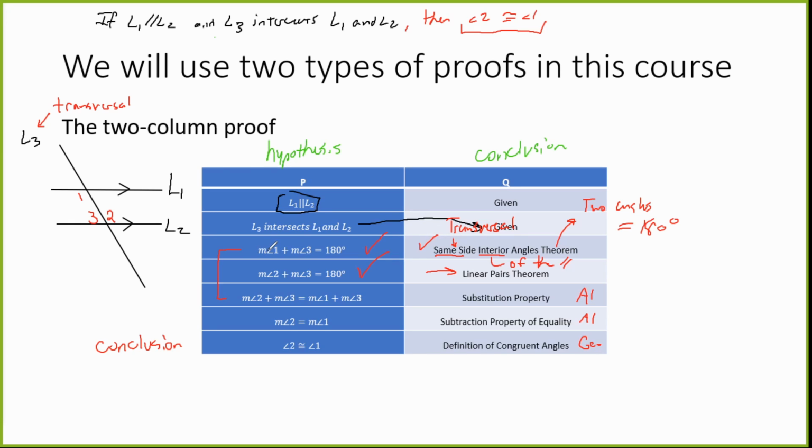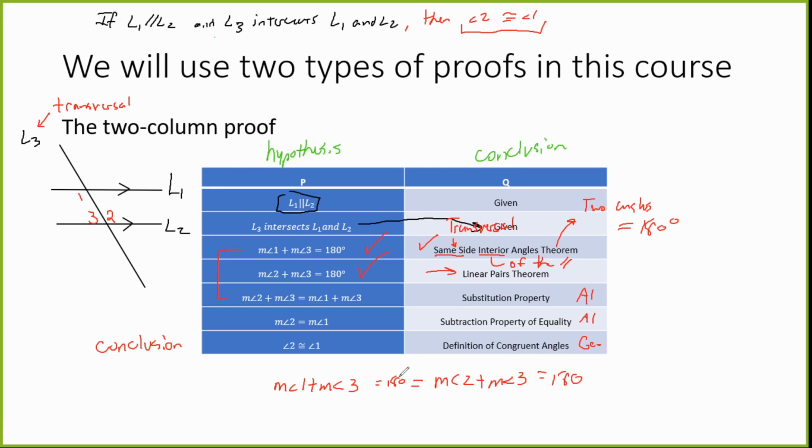Well, if the measure of angle 1 plus the measure of angle 3 is equal to 180, and the measure of angle 2 plus the measure of angle 3 is equal to 180. And remember, this works for any measure of these 2. They're locked together. As this line rotates, right? If it had come in at any other angle, by the linear pairs theorem, it doesn't matter what that angle is. They'll still be 180 degrees when you add them together.